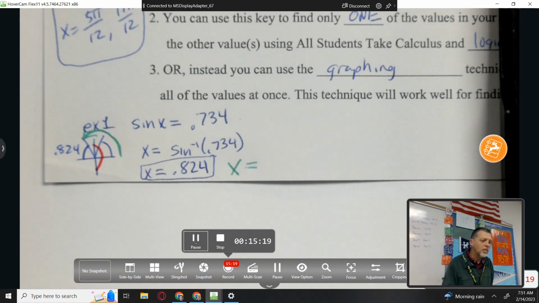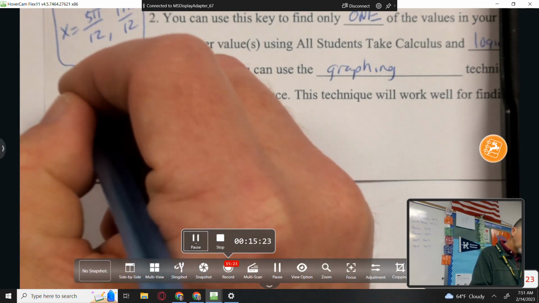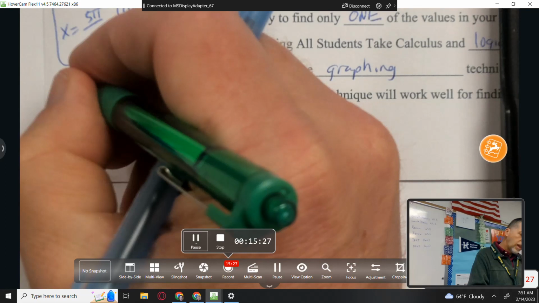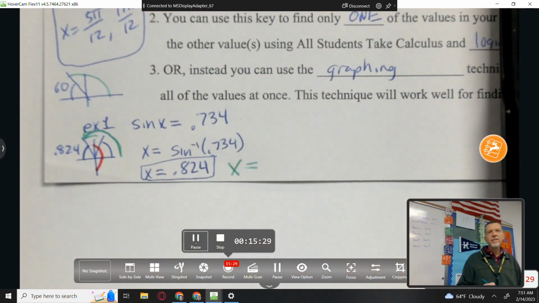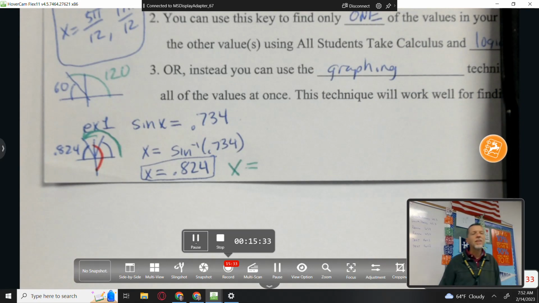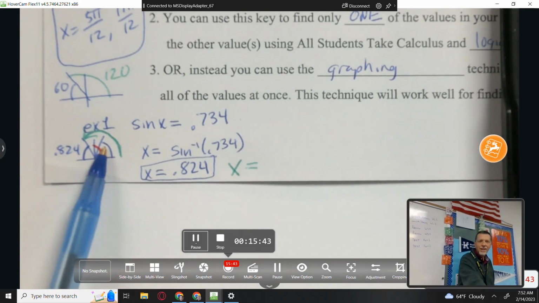This would have been easier in degrees probably. Let's say that's 60. What does that mean this angle is? 120. That's an easy one. So where'd the 120 come from? What'd you do to get 120? Subtracted 60 from 180. So down here we're in radians, but it's kind of the same process.